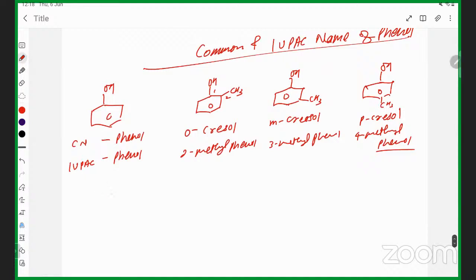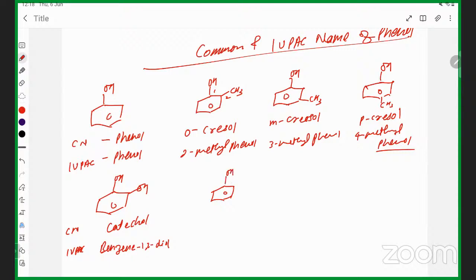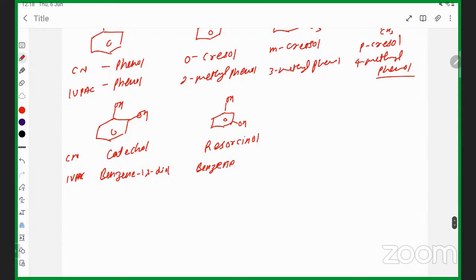Suppose there are 2 OH groups very close, this is common name and IUPAC both we are writing. Common name is called catechol, and IUPAC name benzene 1, 2 diol. If another is there, this is benzene, here is OH group, this is OH group. That is called resorcinol. Resorcinol, that is called benzene 1, 3 diol.